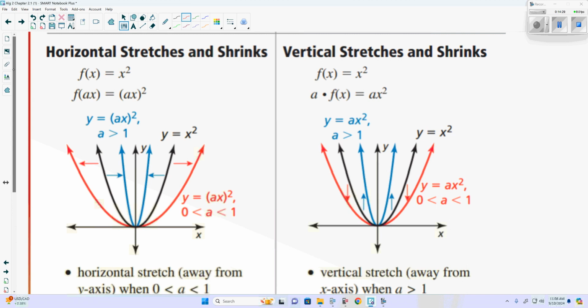So it's a vertical stretch if the value of a, the number being multiplied, is outside the parentheses and greater than 1. It's a vertical shrink if the number being multiplied outside the parentheses is between 0 and 1.